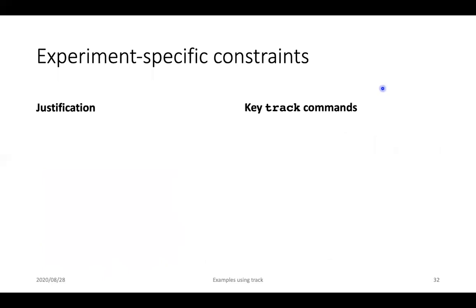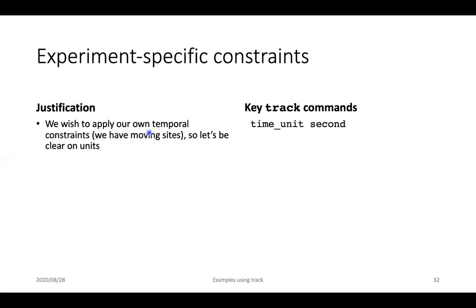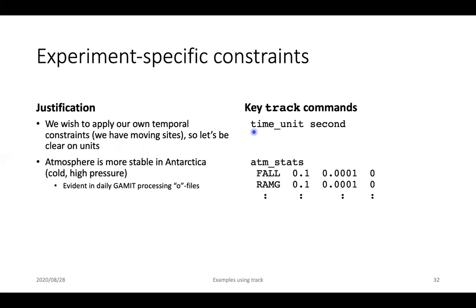So here's some justification for the way that we did the track experiment. We wish to apply our own temporal constraints. We have moving sites, so let's be clear on the units that we're working in when we declare the temporally correlated noise. We're going to be working in seconds. The atmosphere is more stable in Antarctica. There's very cold, high pressure usually, and this is evident by looking at the atmospheric delays in the GAMIT O file, which are very stable.